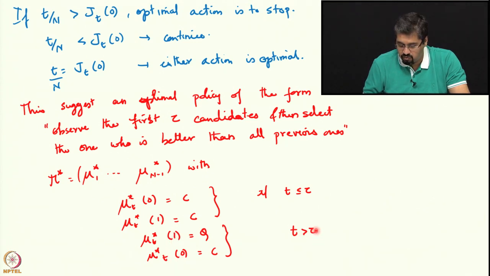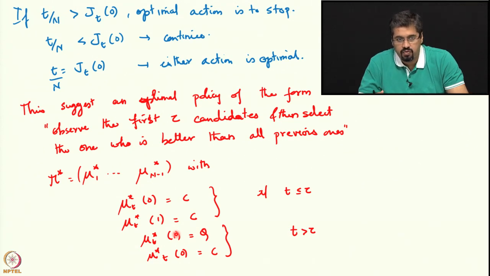So when time is greater than tau, you wait for the moment where the best candidate you have seen so far arrives. The candidate you are seeing is the best you have seen so far, and then you just make an offer to him. So this was not a proof, this is simply a suggestion. This suggests that this could be an optimal policy, but this needs a proof.